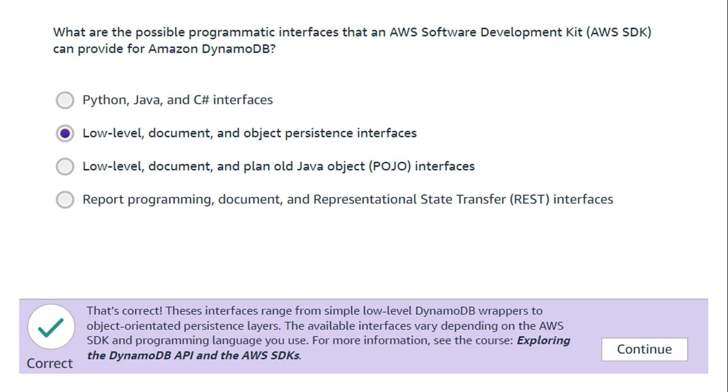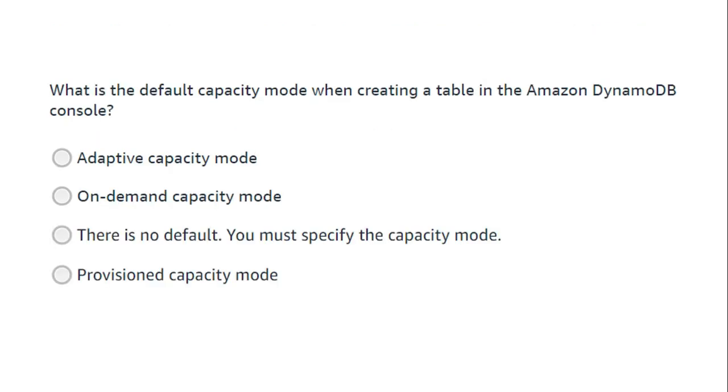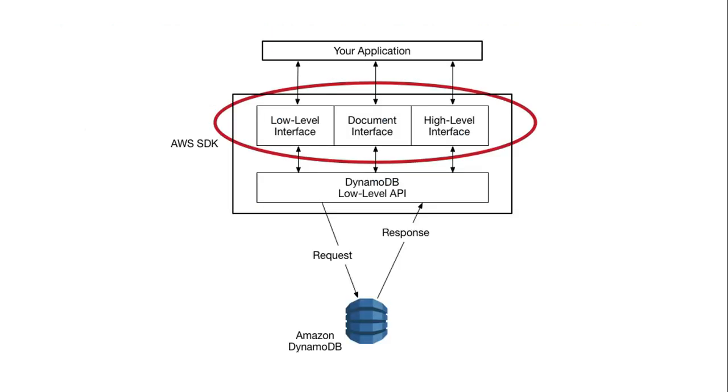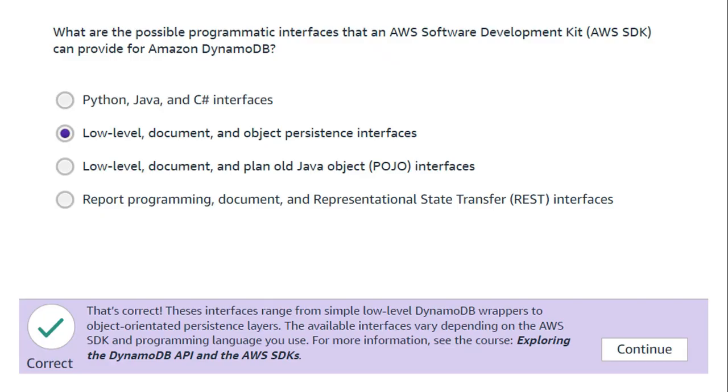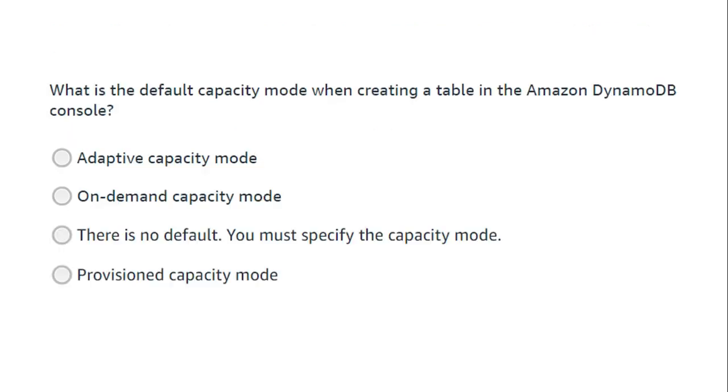Based on the concept, the theory and the diagrams also, they will ask questions. See here, the low level interface is given, the document interface is given, but the high level interface is not given here. Instead of high level interface, they said object persistence interface. That means you should understand that the high level interface is, at this particular moment, the object persistence interface.